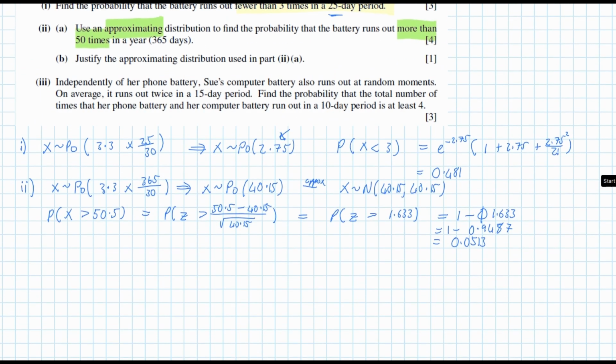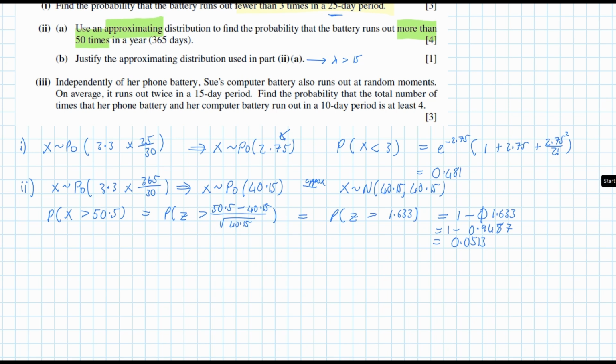And the next one, justify the approximating distribution used. So lambda was greater than 15. I think that was the number that we had in our texts.